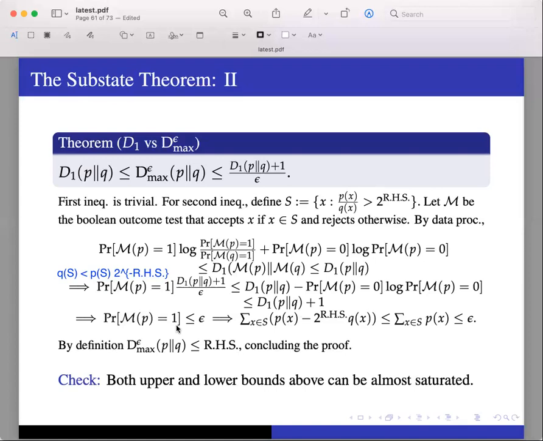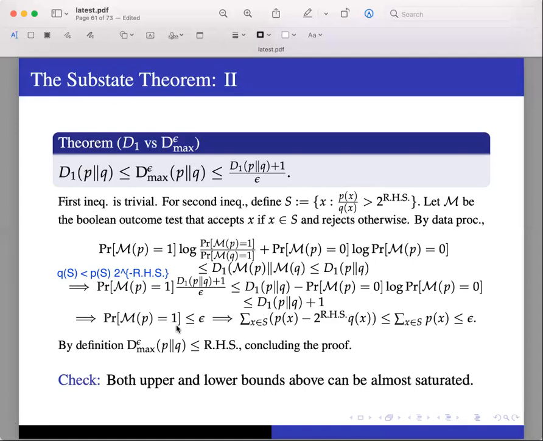I just have a very quick question. In the asymptotic IID setting, suppose that P and Q were product distributions of some sort. In that case, this probability MP equal to 0, the complement of S, is that not a small probability set? I mean, it may not be. But how does it matter? Oh, okay. No, yes.